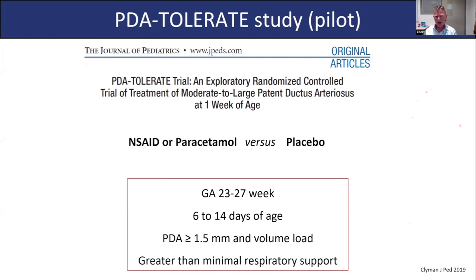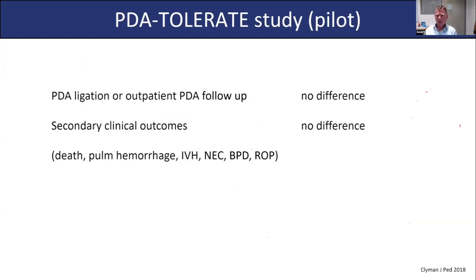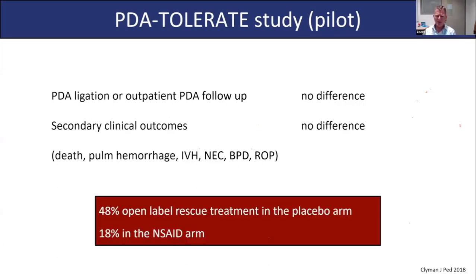Now, let's see what happened. Their primary outcome was PDA ligation or outpatient PDA follow-up. There was no difference. And for all the secondary outcomes, and I mentioned a few here, but there are way more in the paper, no difference. But I think what was slightly disappointing, what he was not hoping for, is the high rates of open label rescue treatment. 48% in the placebo group received open label treatment and 18% in the NSAID arm.